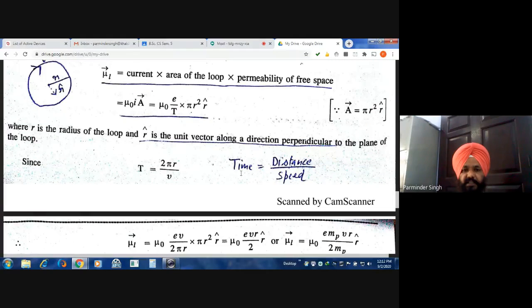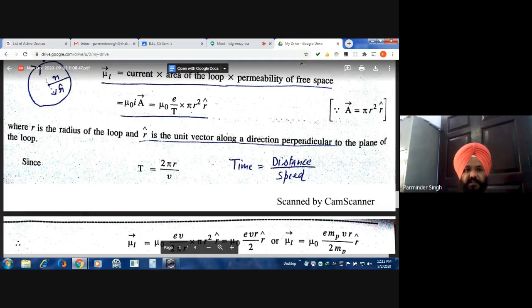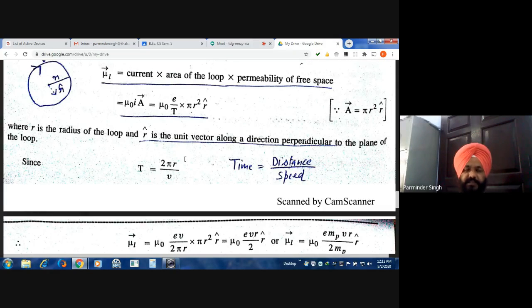What is capital T here? We know that time is always equal to distance divided by speed. So how much distance will be covered by a charged particle in completing one circle? That distance is equal to the circumference of that circle. So the circumference of that circle is 2 pi r, and suppose the speed or the velocity of that particle is v. So capital T is 2 pi r divided by v.